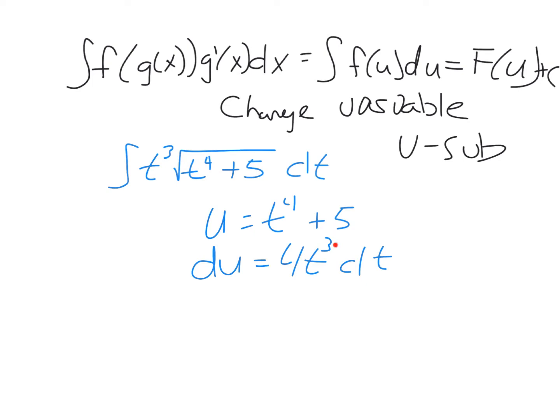Whatever this is, I want to get that by itself here. So I'm going to divide by 4. We're going to get du over 4 equals t to the third dt. So now what? I have a t to the third right here. I have a dt right here. What I'm going to do is instead of writing a t to the third and dt in the problem, I'm going to substitute in du over 4.